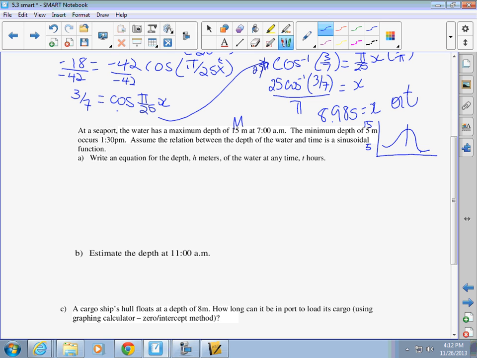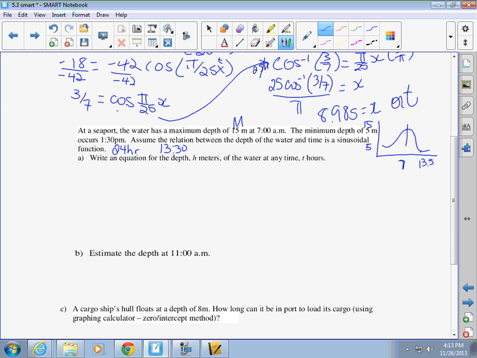And the maximum there occurs at 7 a.m. And if we think of a 24-hour clock, 1:30 is the same as 13:30 hours, or 13 and a half hours. So 13 and a half hours that way. So with this information that they've given us right now, we can figure out a few of the variables that we need to get our equation, just with the basics that we have.